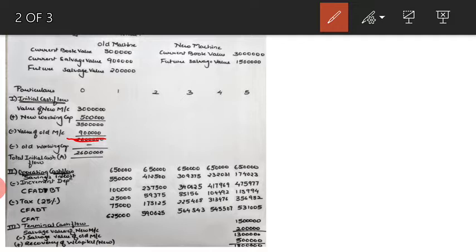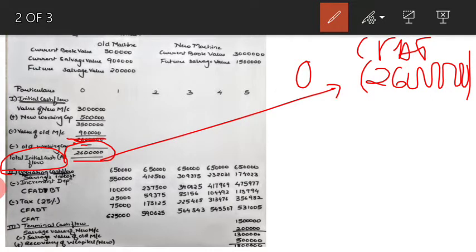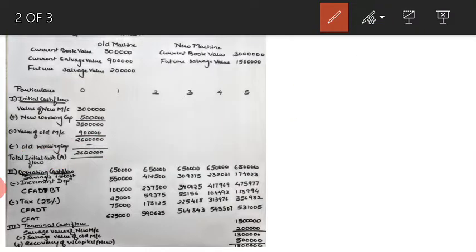Now in this particular problem, old working capital is not given, so it would be dash. Otherwise we have to mention that value over here. Since old working capital is not given, 26 lakhs minus nil is 26 lakhs itself. Now what is this 26 lakhs? That is your initial cash flow. If you remember, we used to write 0 and CFAT. We used to write something as 26 lakhs, let's say. So this is what this represents. 26 lakhs is your initial cash flow.